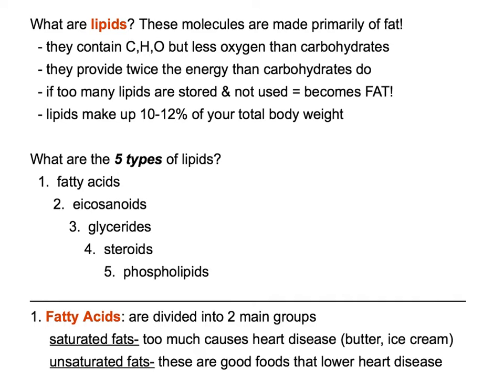The 5 types of lipids are fatty acids, eicosanoids, glycerides, steroids, and phospholipids. Let's go through them. The first type of lipid is fatty acids, and there's 2 groups: saturated fats and unsaturated fats. With the saturated fats, too much can cause heart disease. For example, butter and ice cream. The unsaturated fats are known as the good fats, and they tend to lower heart disease.